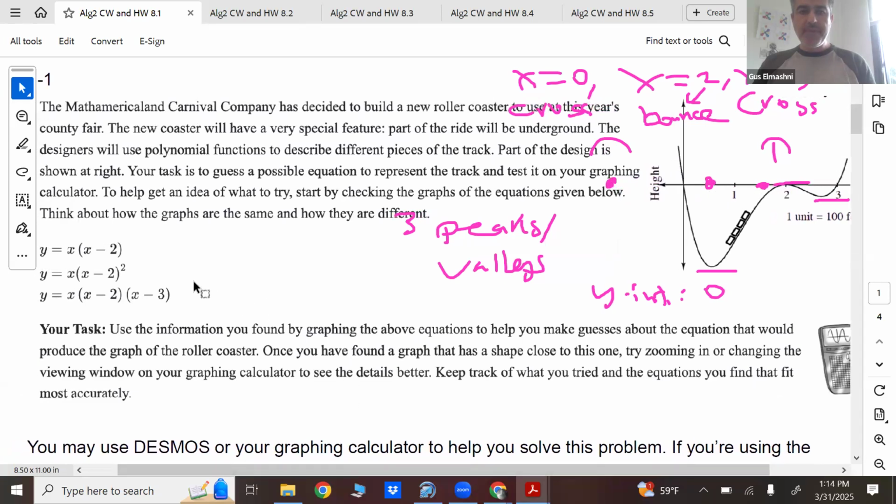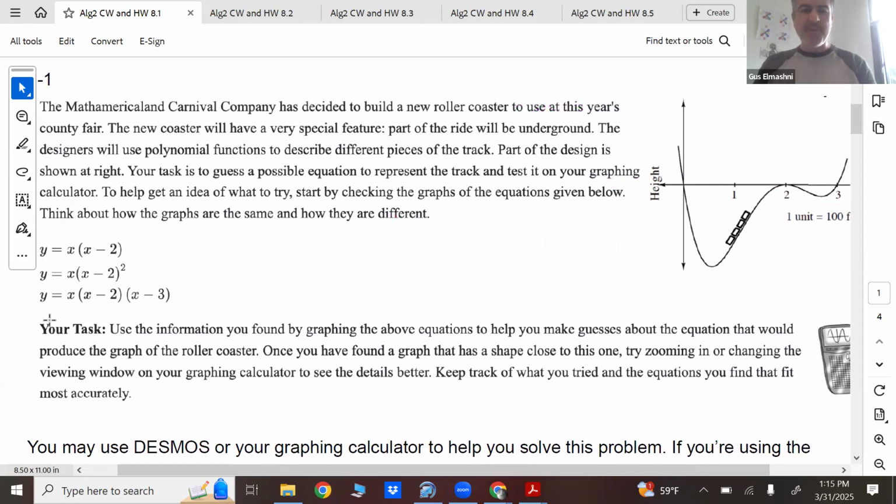Before we go to Desmos, before we just mindlessly put stuff in a computer, think about the first equation. What are the x-intercepts for that equation? Where is that going to cross the x-axis? What do you guys think? 0 or 2. There's no 3, right? Don't we need 3? So that's probably not going to work for me.